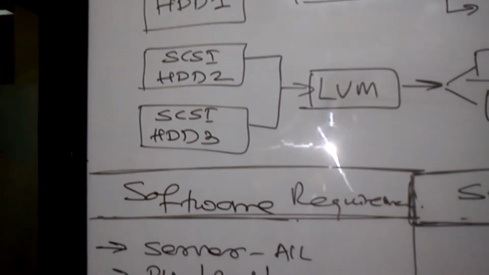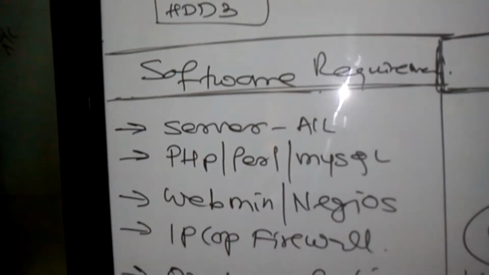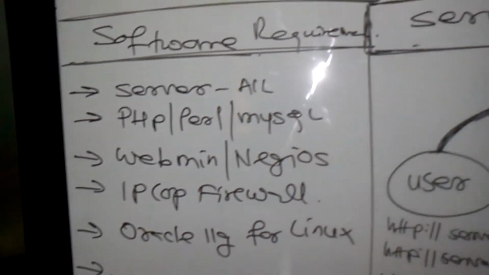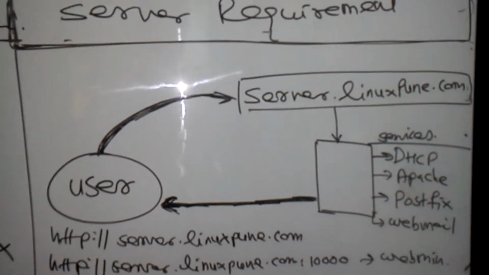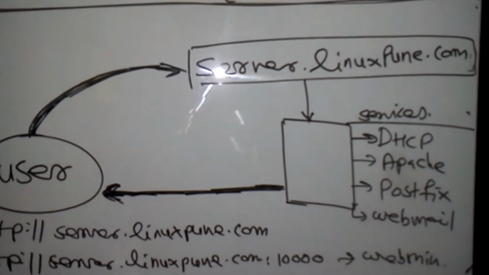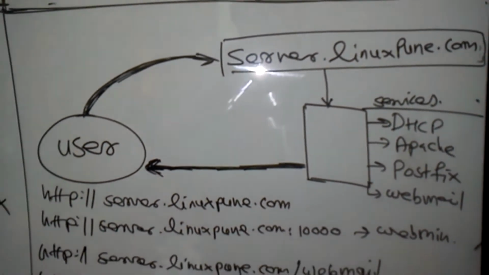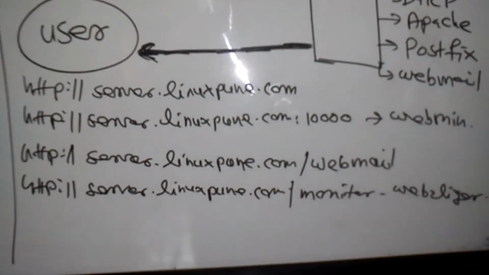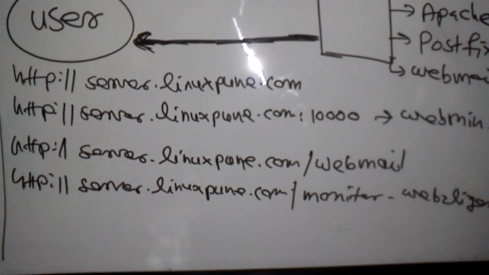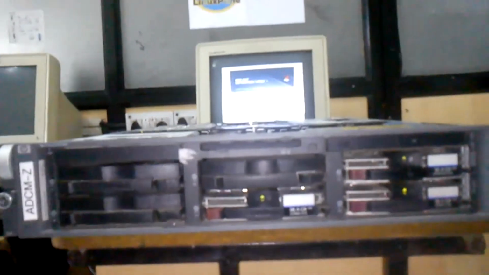Software requirement is going to be, for all the servers we are going to implement: PHP, Perl, MySQL, Webmin, Nagios, and firewall we are going to implement. This is the server where we are going to implement a webmail server like mail.yahoo.com, along with DHCP, Apache, and Postfix. Along with that, we are also going for a monitoring tool, which we are going to show to all the guys around. And this is the server we have now with us.